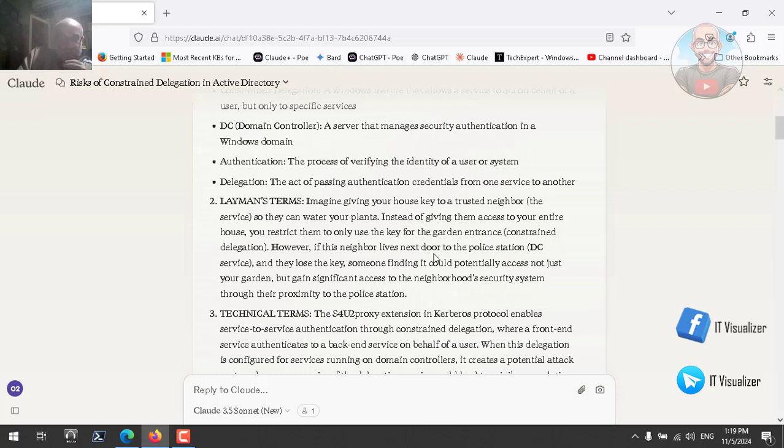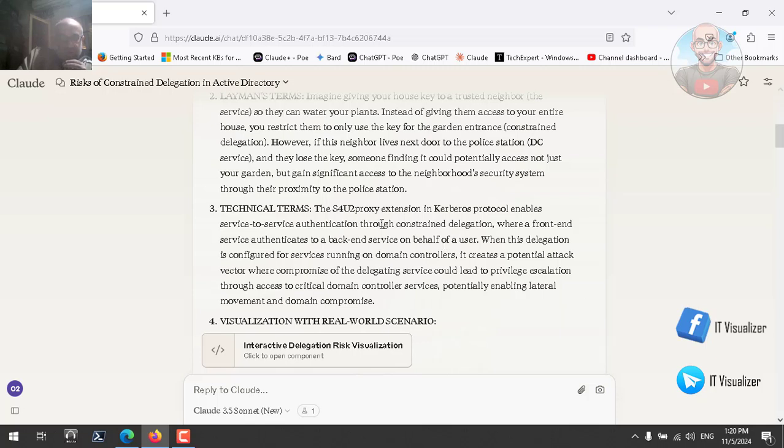So here he is trying to get an analogy to explain delegation to services on a domain controller. But here, let me see, he is giving the service access to the plants, and then however if the neighbor lives next to the police station and they lose the key, I think this is not a good example. Anyway, let's read the rest. Service to proxy extension, service for user to proxy. So he's talking about the constrained delegation situation.